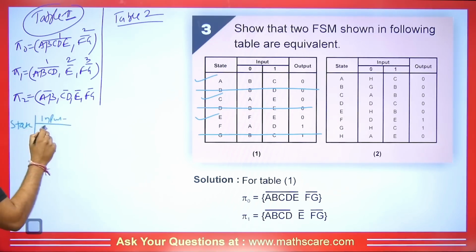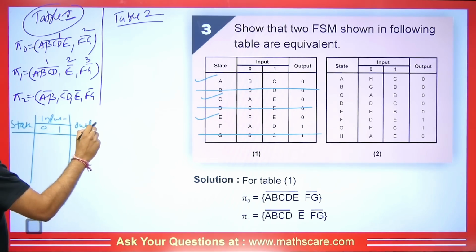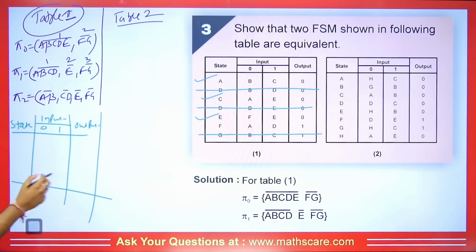Right? The same 0, 1, right? 0, 1 will come. And this will be what? The output. Okay? So this will be the table. Now let's deal with this. Students, here will be A, C, here E and F, right? Is this clear or not?